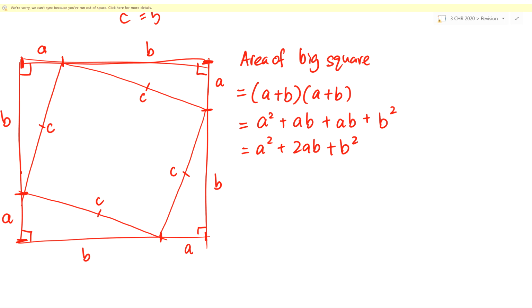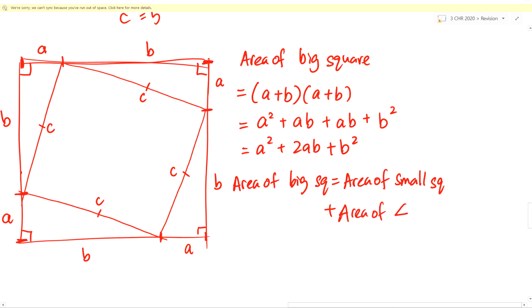Now the area of this big square is also the same as the area of the small square plus 4 triangles, right? And these are the same 4 triangles. So let's work this out. The area of the small square is given by C squared, C times C. Then you plus 4 times the area of the triangle. These are the same triangles. So half times the base B times the height A. So this simplifies to become C squared, 4 and 2 can cancel, plus 2AB.